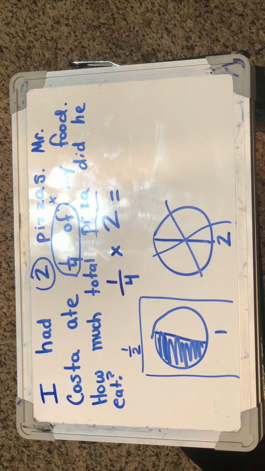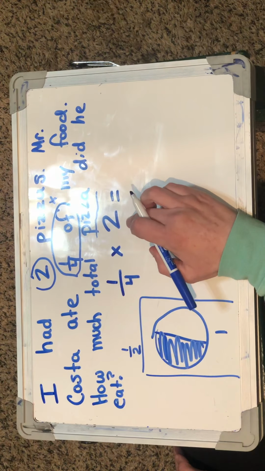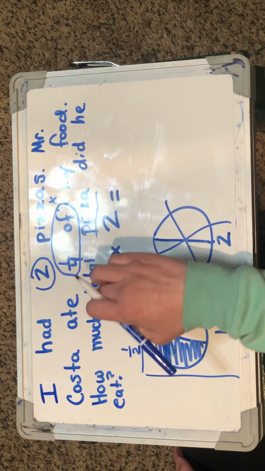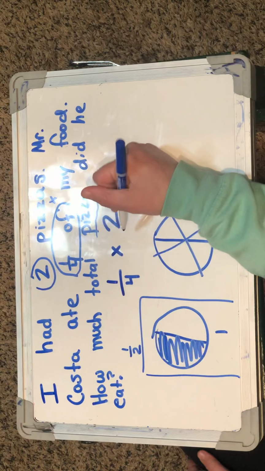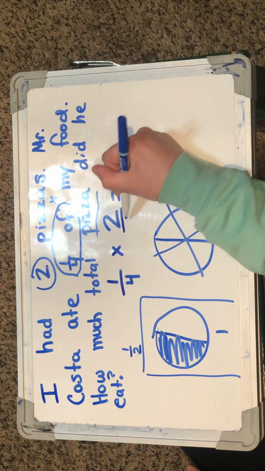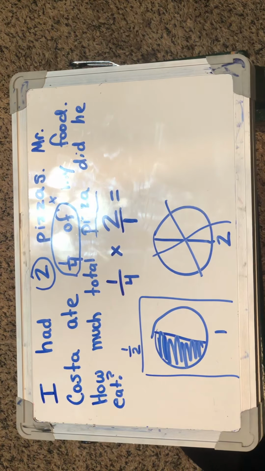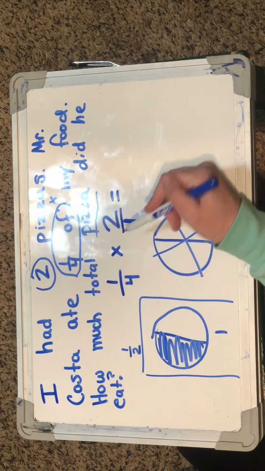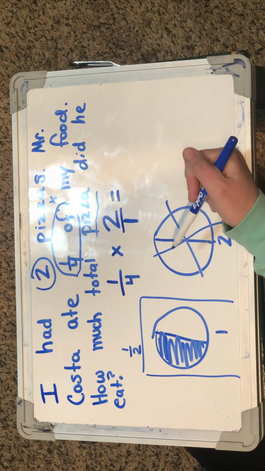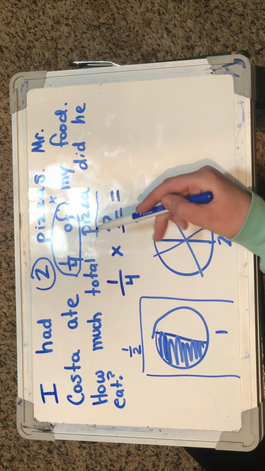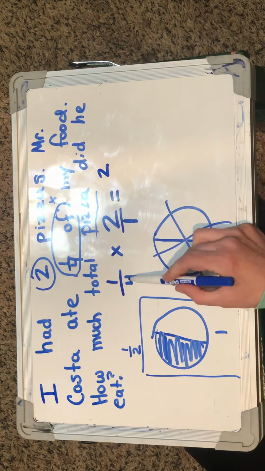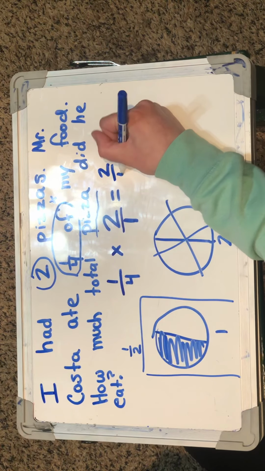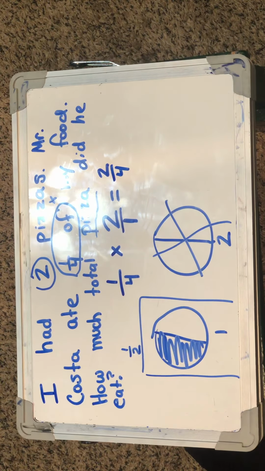If I want to do the equation, well, to multiply 2 times 1/4, 2 is the same as 2 wholes, right? 2 wholes we can put over 1. Then your trick is multiply your numerator. 1 times 2 is 2. Multiply your denominators. 4 times 1 is 4. 2/4.